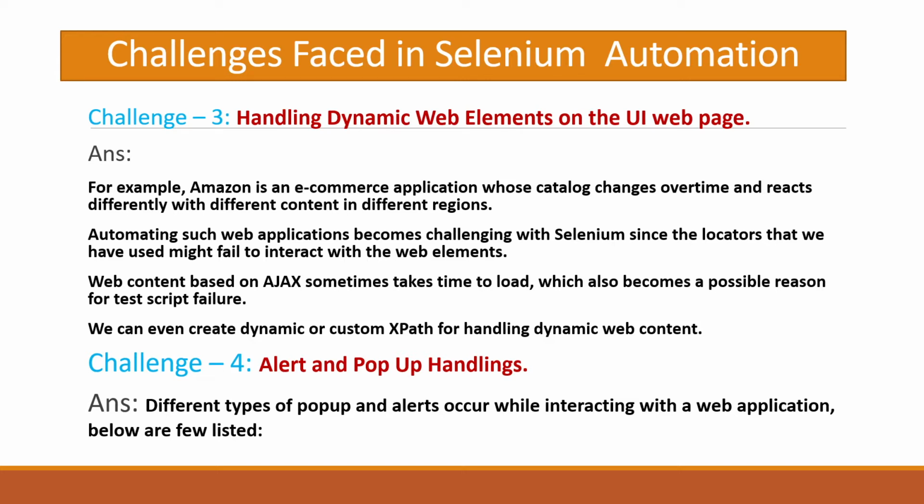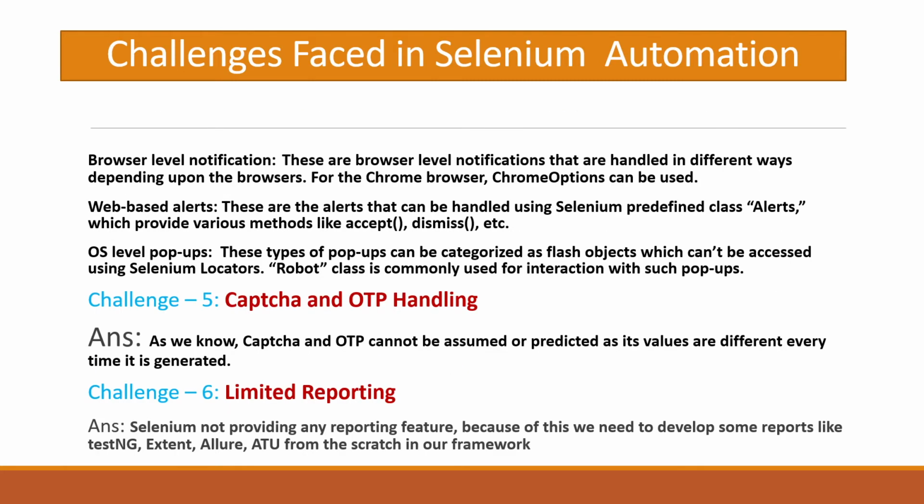Okay, different types of pop-ups and alerts occur while interacting with a web application. So we can interact with these alerts and pop-ups within a web application. What are the different types of alerts and pop-ups you can have? We can see here browser level notification. This is also one alert or pop-up, and then web based alerts and OS level pop-ups, meaning operating system level pop-ups.